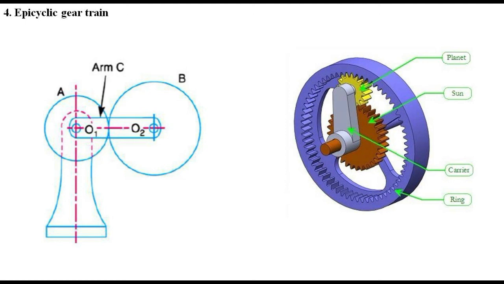Gear A and arm C have a common axis at O1. Gear B meshes with gear A and has its axis on the arm at O2. If gear A is fixed and the arm is rotated about the axis of gear A, then gear B is forced to rotate upon and around gear A. Such motion is called epicyclic.